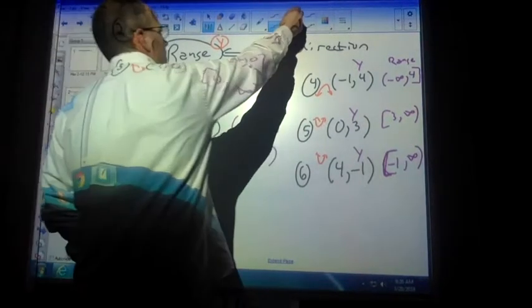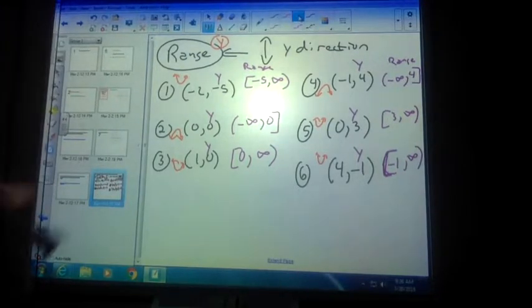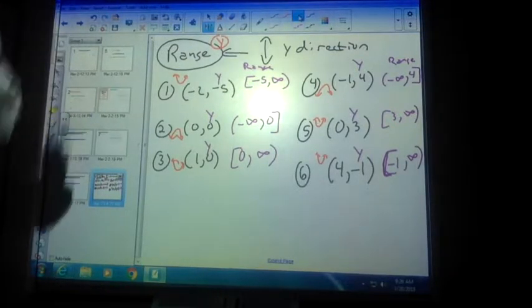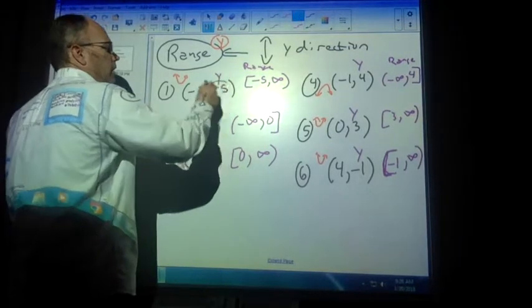So now let's talk about max and min. Max and min deal with the y component as well. If the parabola opens up, is the vertex at the lowest point or the highest point? The parabola opens up. Where's the vertex? At the highest point or the lowest point? Lowest point. Okay? So this right here is a min.